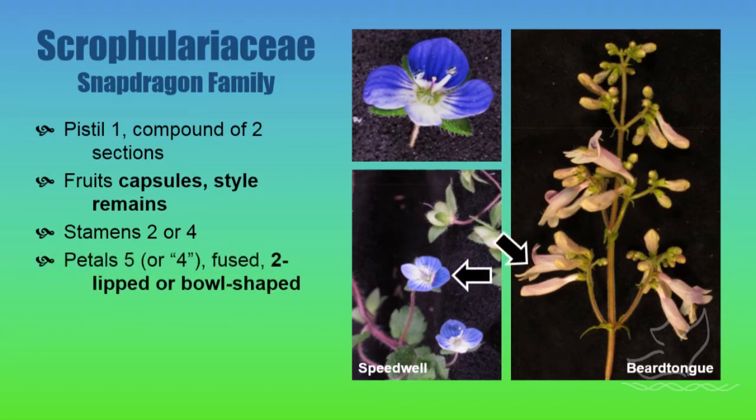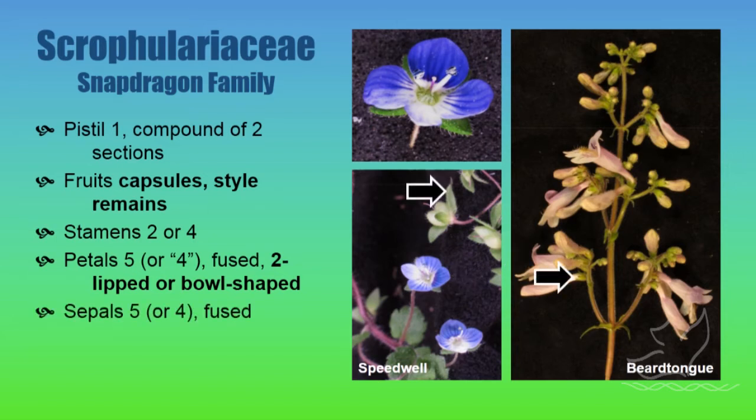The petals are generally 5. They may look like there's 4, as in speedwell, but that's because we think that as they're developing, 2 of those petals, probably the upper petals, fuse together to form a single petal. The corollas, therefore, are either going to be bowl-shaped or tubular, and if they're tubular, they are generally 2-lipped. 2 petals on the upper side, 3 petals on the lower side or the lower lip.